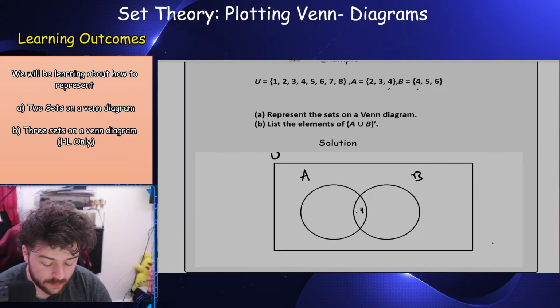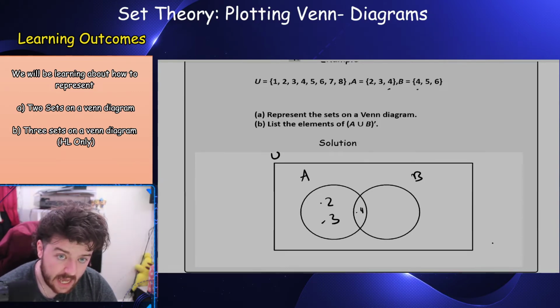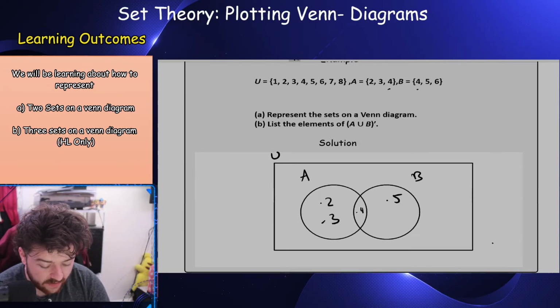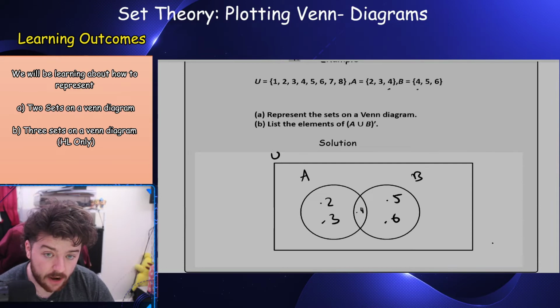What are the elements that are only in A? Well, it seems that 2 and 3 are the only ones in A, and it seems that 5 and 6 are the only ones in B. Right, are we done? No, we're not. We need to do the outside area, or the A union B complement.